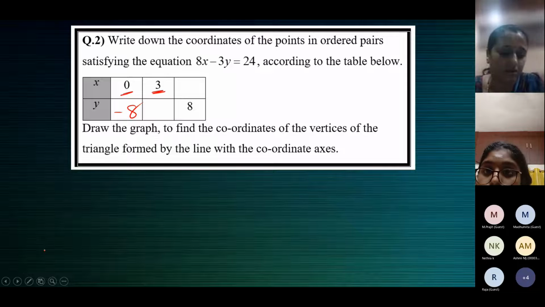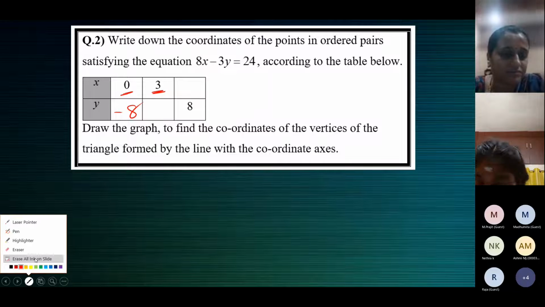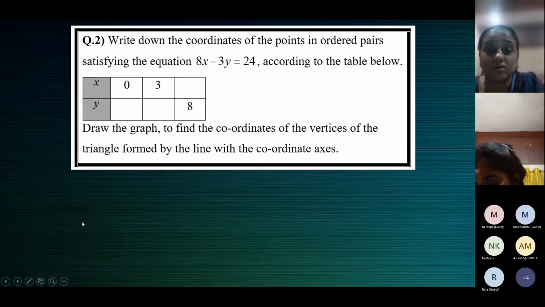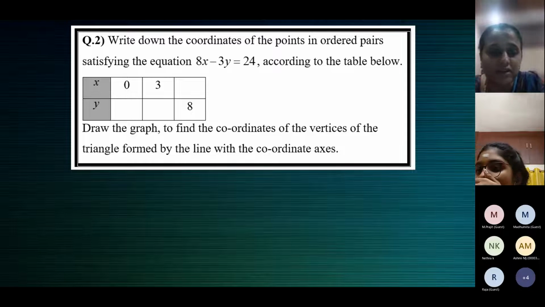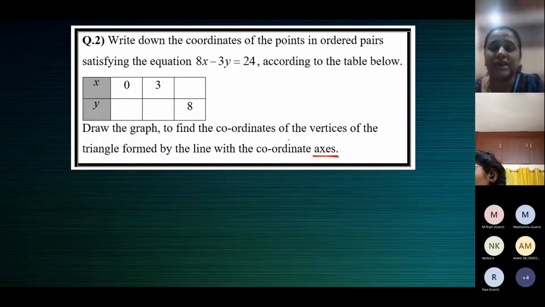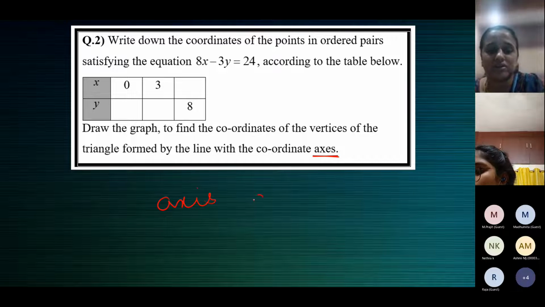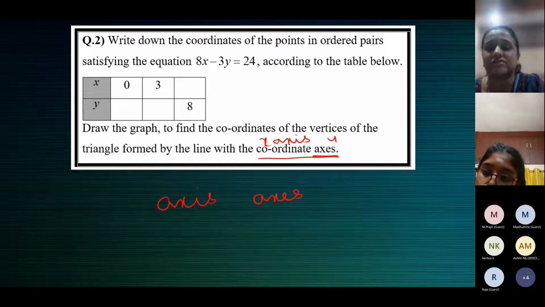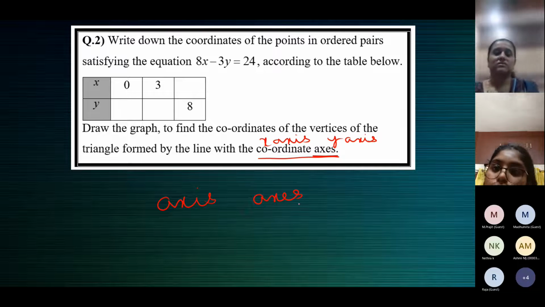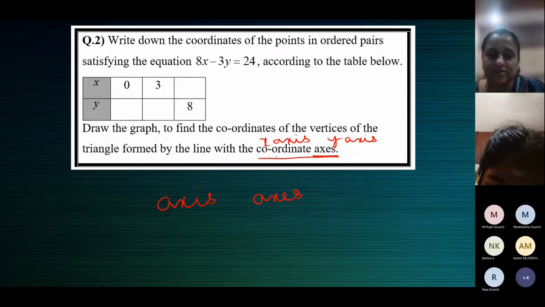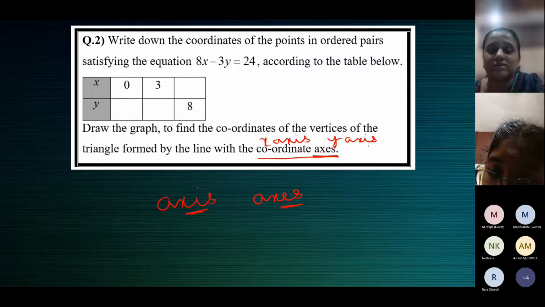Okay, so now we have completed the table. Next, draw the graph to find the coordinates of the vertices of the triangle formed by the line with the coordinate axis. Axis is singular; this is plural. So coordinate axis means the x-axis and the y-axis together. The x-axis is, the y-axis is. Together, they are called the coordinate axis.